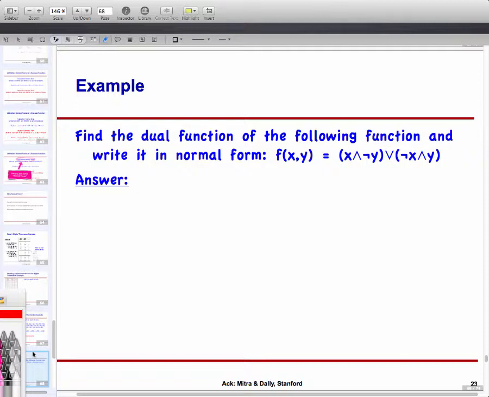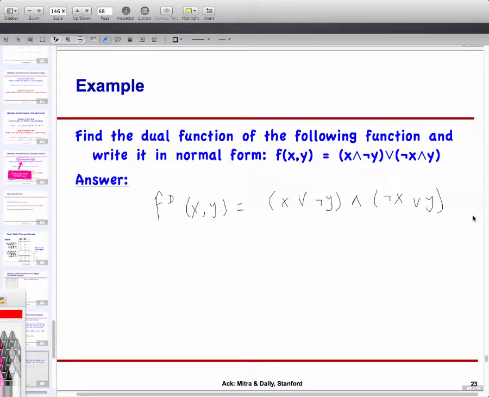So what is its dual? Say it loudly. X or not y, and not x or y. Okay, excellent. So that's my dual of the function. And what you have to do now is to write out its normal form, its conjunctive normal form.